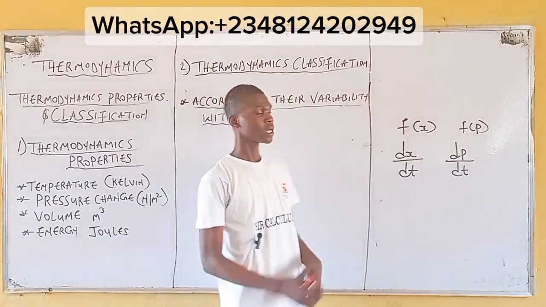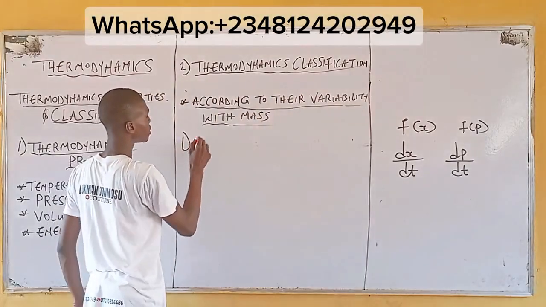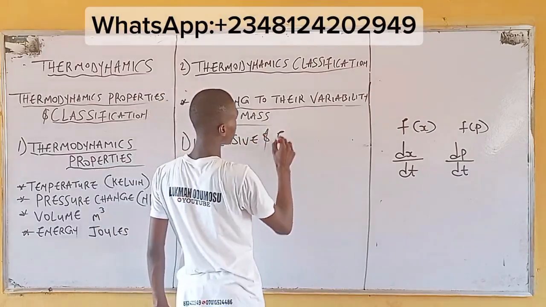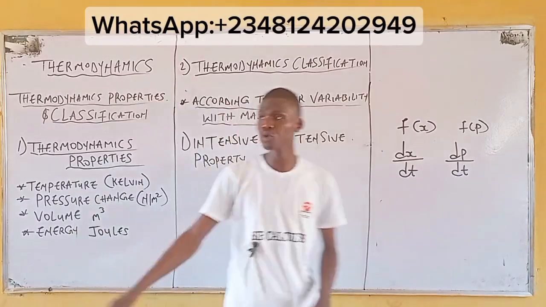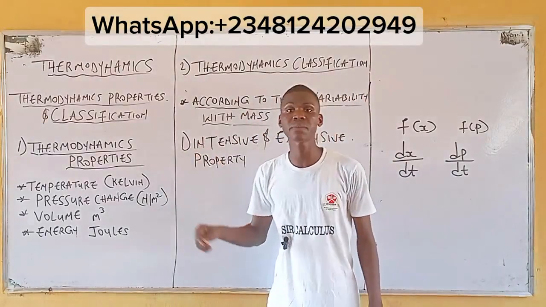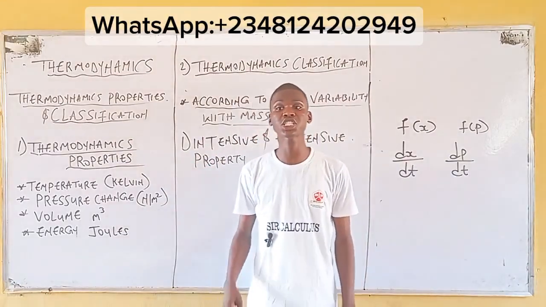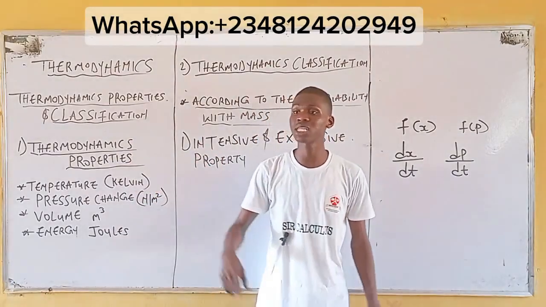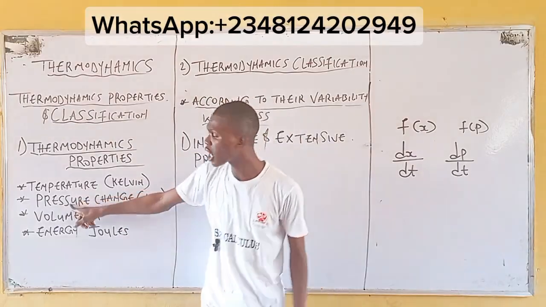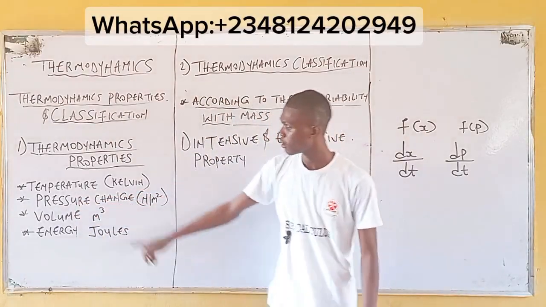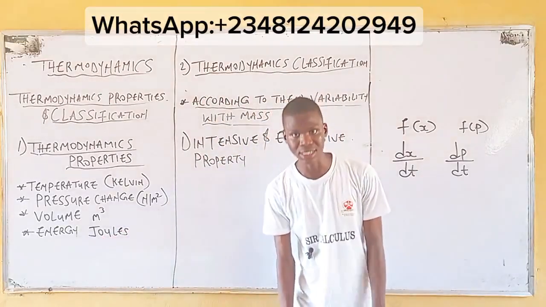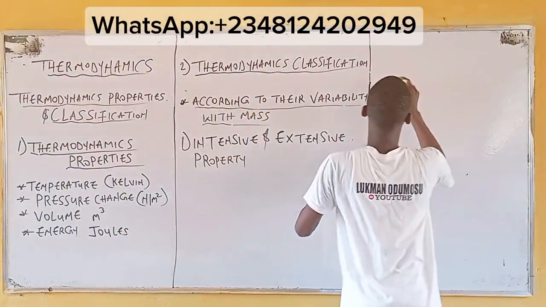For intensive, this is the spelling: intensive, and extensive. Now, let's take down the first one, intensive property. For your intensive property, meaning your thermodynamic properties, they are not changing with respect to mass. Temperature is not changing with respect to mass. Pressure is not changing with respect to mass. Volume is not changing with respect to mass. Energy is not changing with respect to mass. Now, how do you represent this mathematically under intensive property?